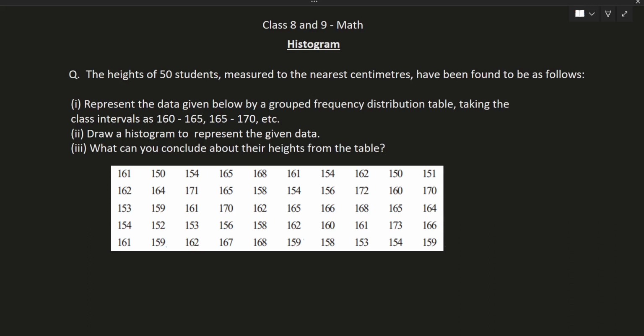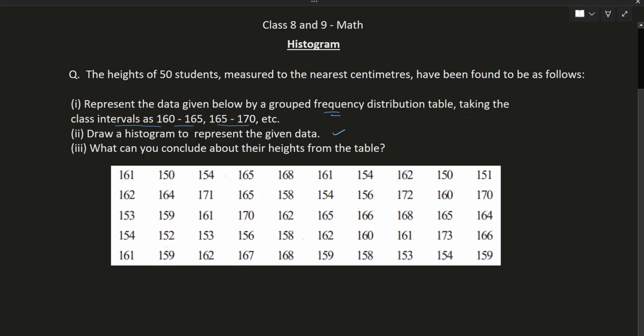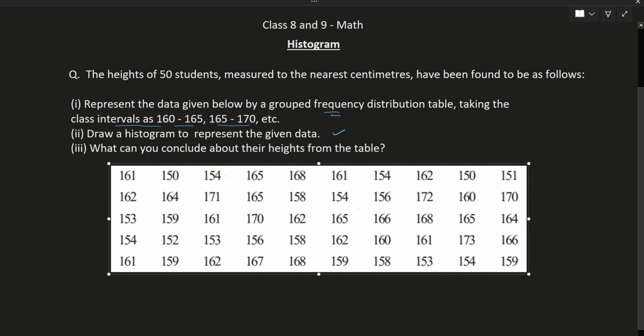Let's read the question. The heights of 50 students, measured to the nearest centimeter, have been found to be as follows. Represent the data given below by a grouped frequency distribution table, taking the class intervals as 160 to 165, 165 to 170, etc. Draw the histogram to represent the given data. And what can you conclude about their heights from the table? The data is given to us over here. I will increase the size a little bit so that it's visible to you all properly.